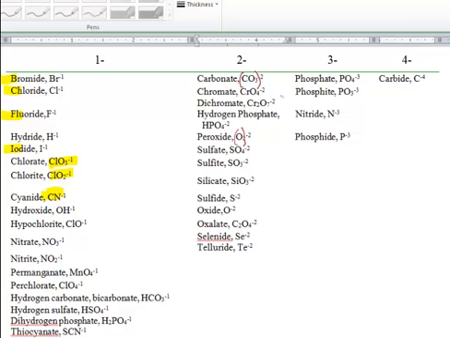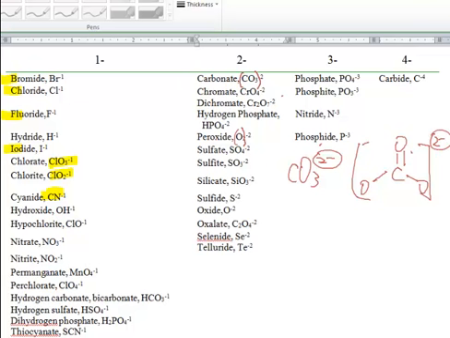For instance, if I want to write the carbonate, CO3 2 minus, actually carbon is linked with oxygen. Okay, carbon is linked with oxygen. Actually, this whole unit carries a -2 charge. Very, very important. You remember that.